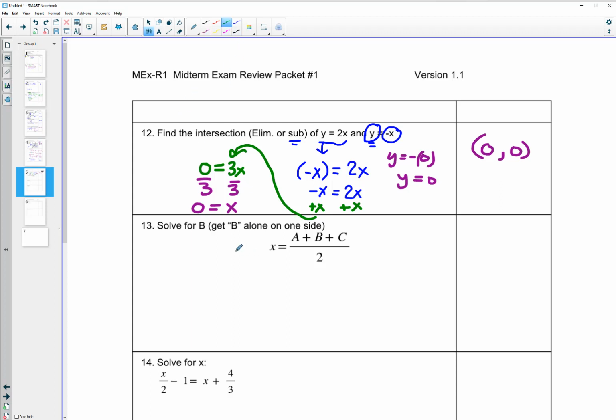Okay, problem 13, right? We call this literal equations. If you're looking up the unit, literal.